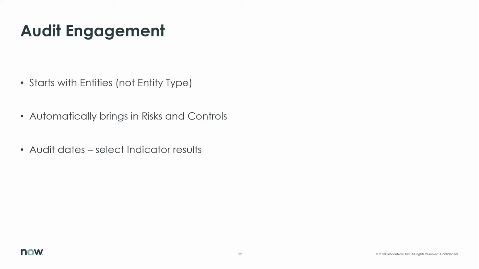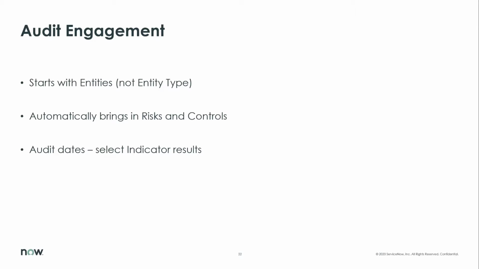So if we were to try to summarize, what are the main takeaways from this tutorial? Yeah, so remember everything starts with entities, not entity type. We already have our controls and risks associated to entities. So now we're going to pick the entities and the system will bring in all the controls and risks associated to that. And then the other key thing is that audits are always looking at a period in the past. And that period that we define in our audit will select the specific indicators that will be available for review. So that, in essence, should make your job a lot easier come audit time.